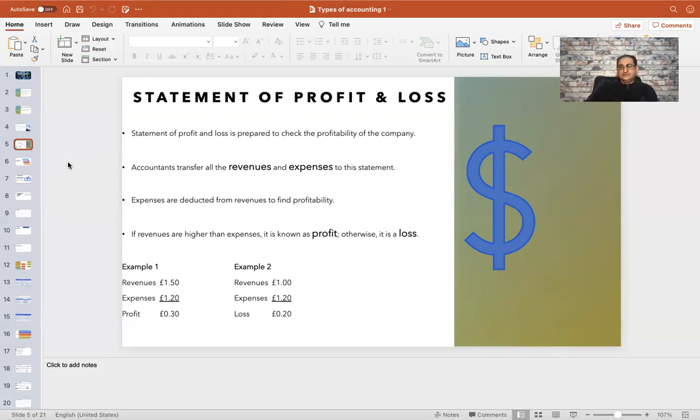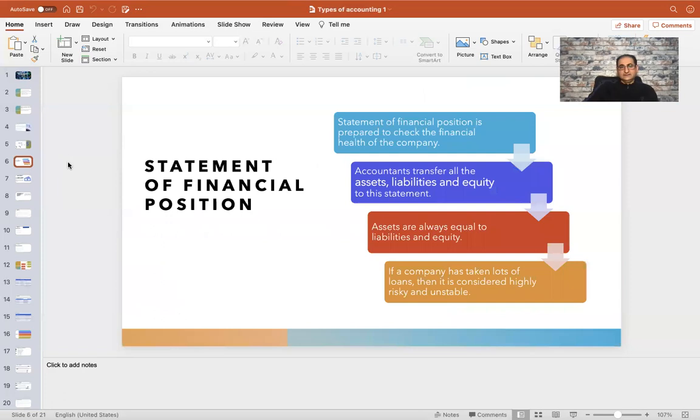Now I am moving to the next financial statement. The next one is the statement of financial position. It is also known as the balance sheet. So this financial statement is prepared to check the financial health of the company. And accountants transfer assets, liabilities, and equity to the statement of financial position.